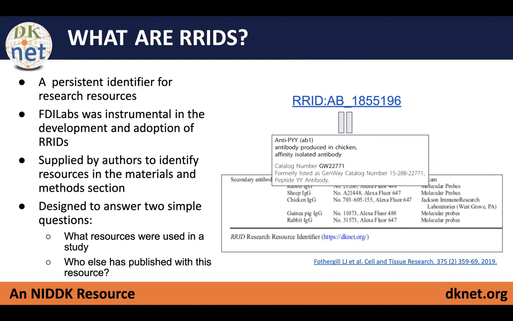We were one of the groups that was instrumental in development and adoption of these RRIDs, and it really is for the author then to supply and identify the exact resource in the materials and methods section, in terms of what they used. And this is now also incorporated, for example, in Cell Press's STAR Methods, which are enhanced methods reporting requirements for identification of what was used in the paper.